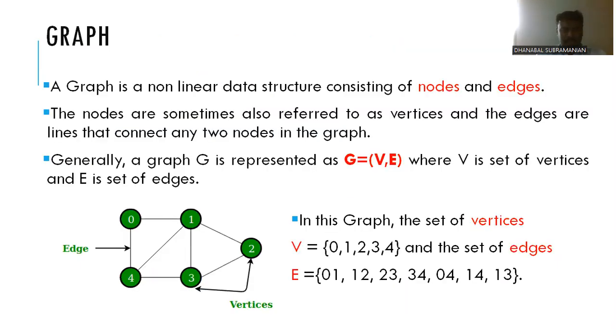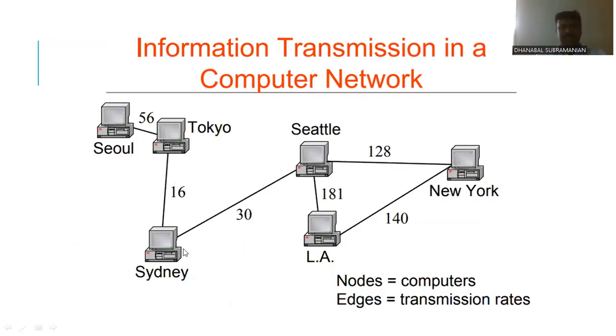Then what is the purpose of edges? Edges are used to connect two vertices. Vertex 0 is connected to vertex 1 using an edge, and 0 to 4 is connected through an edge. Then what is the important role of a graph?